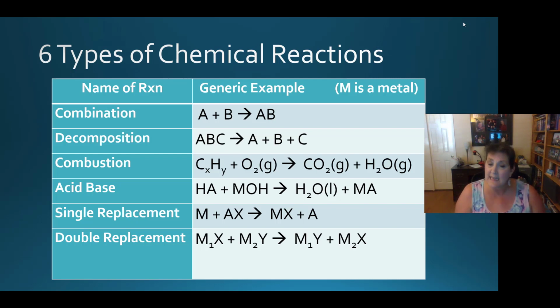Single replacement, single metal. The last one is a double replacement reaction. And this is where we have a metal plus a non-metal and another metal plus a non-metal. And we're going to have a metal-metal switch. So double switch, double replacement. Metal 1 will go with Y and metal 2 will go with X. Again, anytime you have a metal and a non-metal coming together, you have to check your charges if you're having to write your own products.